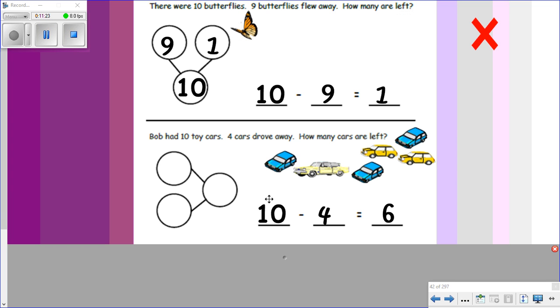Now we need to fill in the number bond. And I'm noticing this number bond is facing another way. Not like this one, and not like the other page. So think, where does that whole amount go? Where would it go? I hope you said here. 10 is the whole amount. Minus 4 that drove away, and 6 are left. All righty, I hope that was fun.